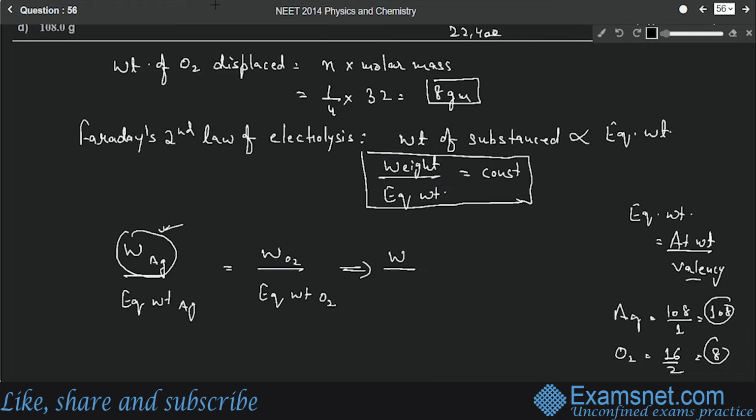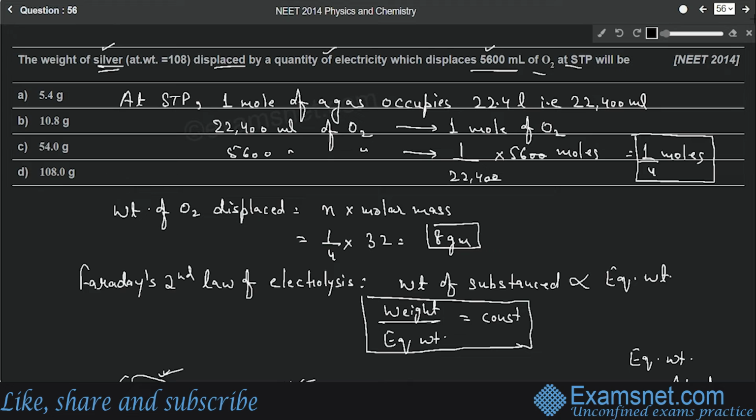Okay, so let's put the values. Equivalent weight of silver is 108 and this side weight of oxygen displaced, we have found out it is 8 grams and equivalent weight of oxygen is also 8. So this side we have 1. So from here we can say that the weight of silver displaced W is equal to 108 grams. So let's see the options now. In option number D, 108 grams is given. So option D will be the correct answer.